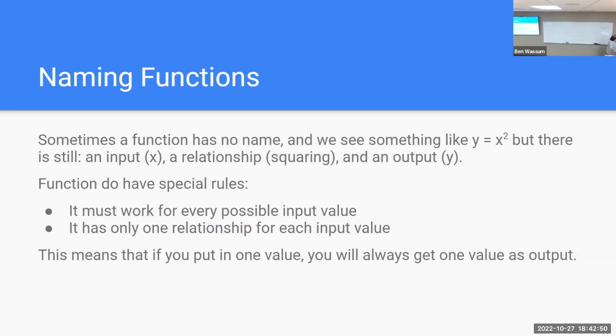So it says here there are two special rules. It has to work for every possible input value. So if I'm just doing some obscure mathematical thing, I can plug in -5 billion and it'll work. But if I'm dealing with dollar amounts, and we're not talking about my bank account, you're probably going to avoid negatives.